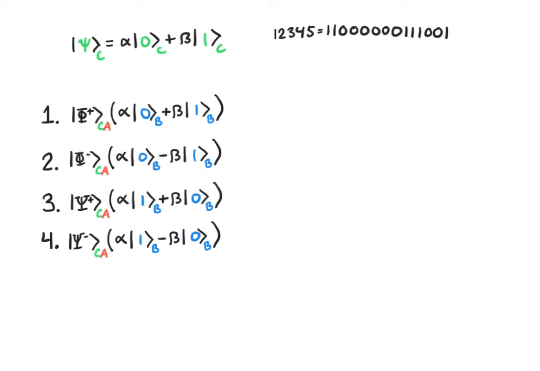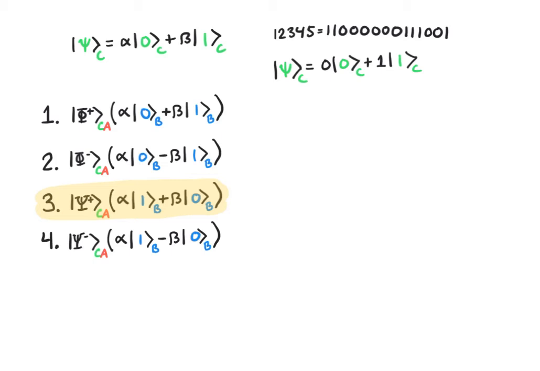Alice would prepare a state where alpha is equal to 0 and beta is equal to 1. Alice then performs her measurement on her two particles, entangling them together and teleporting some element of state C over to Bob. And let's say, for example, that Alice finds the third state. She gets on the phone and she tells Bob, I got this. I measured psi plus.